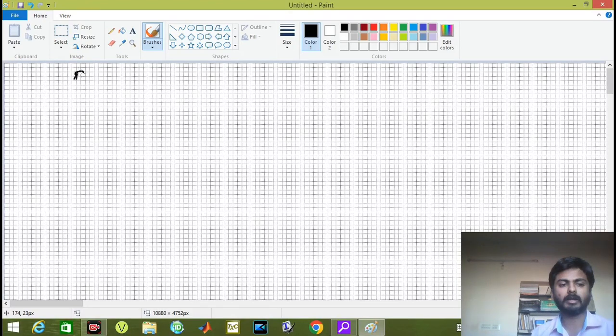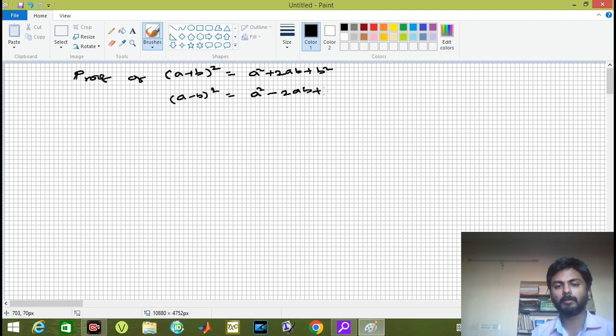That is the proof of (a plus b) the whole square equal to a square plus 2ab plus b square. Then (a minus b) the whole square equal to a square minus 2ab plus b square. Then (a plus b) into (a minus b) equal to a square minus b square. So we are going to see the proof of all these things.